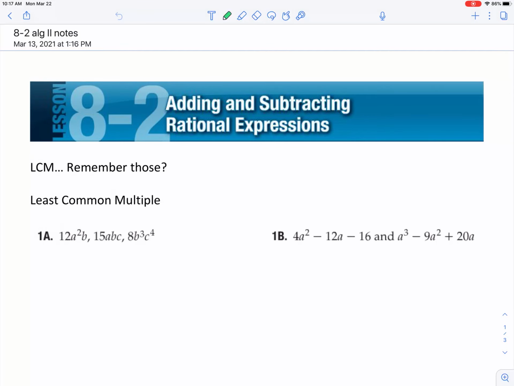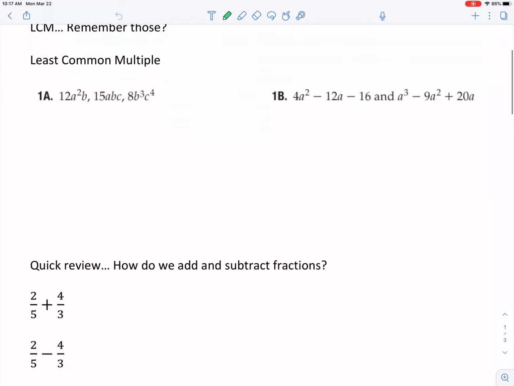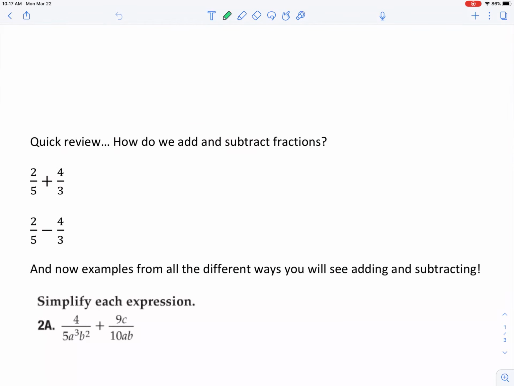Welcome to 8.2. Now we're going to be adding and subtracting rational expressions. To do that, we're going to have to remember, how do you add a normal fraction? The answer is you have to have common denominators. So if I want to add 2/5 to, say, 4/5, you just add the tops together to get 6, and the denominator stays the same for 6/5.